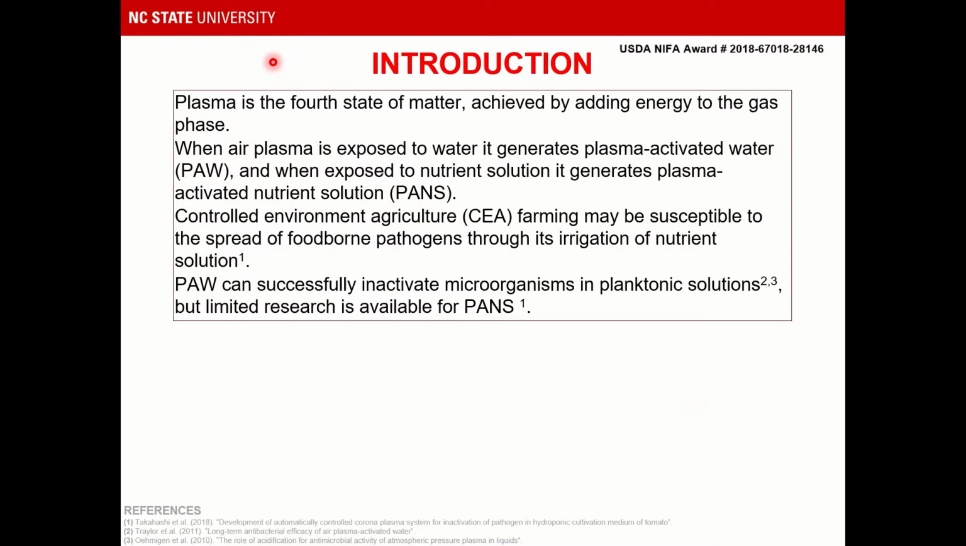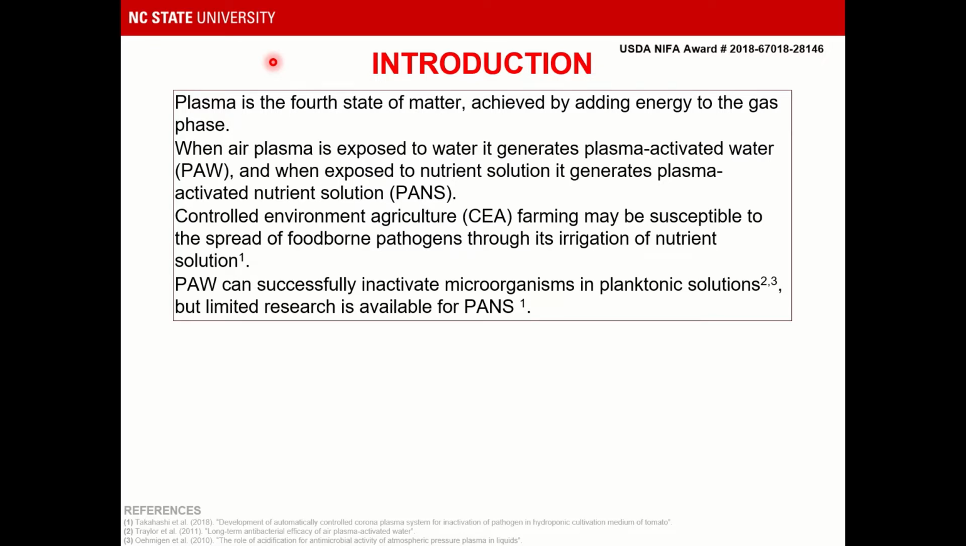Plasma is the fourth state of matter achieved by adding energy to a gas such that it transitions to a plasma phase. When plasma is used to treat water, we call it plasma-activated water, PAW. When plasma is used to treat nutrient solution, we call it plasma-activated nutrient solution, PANS.